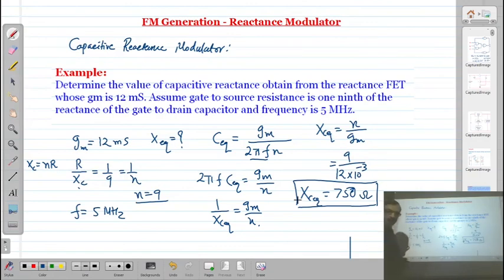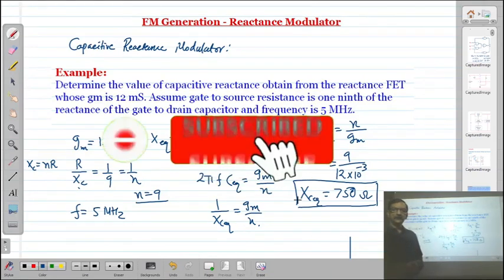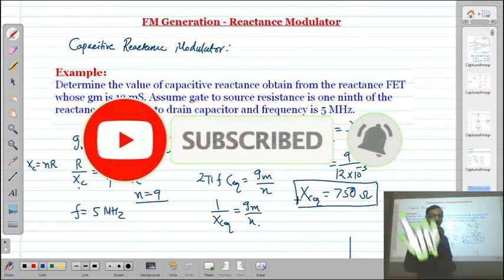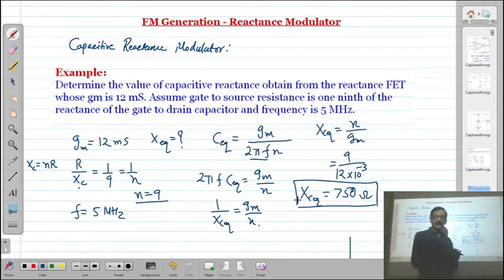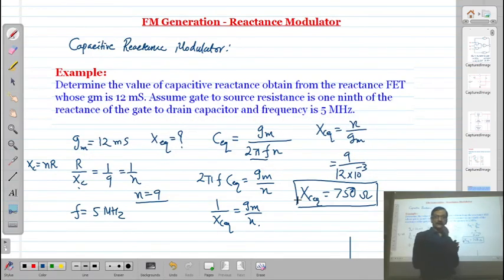Now in the next video lecture we will discuss how we can detect the frequency modulated wave. Detect means whatever the modulated wave is, how to extract the information from the modulated wave.